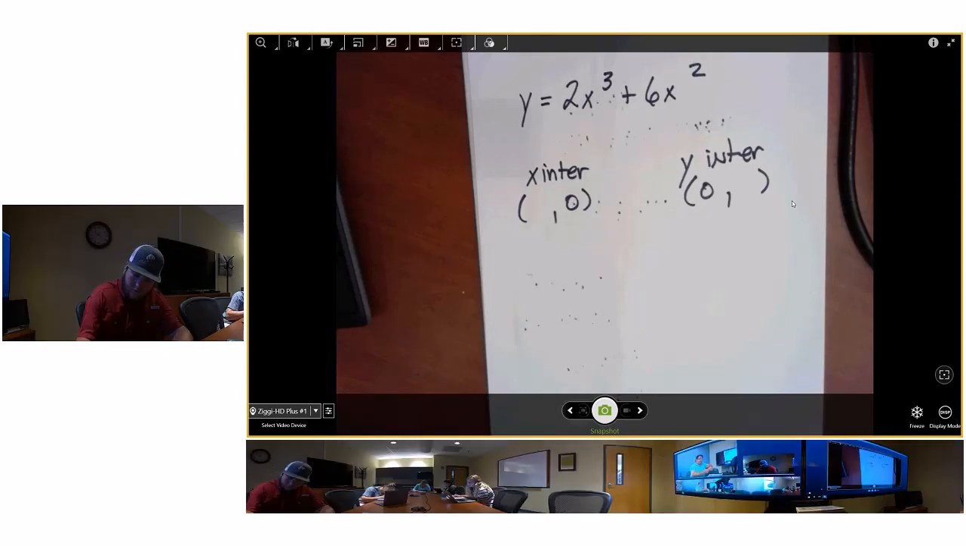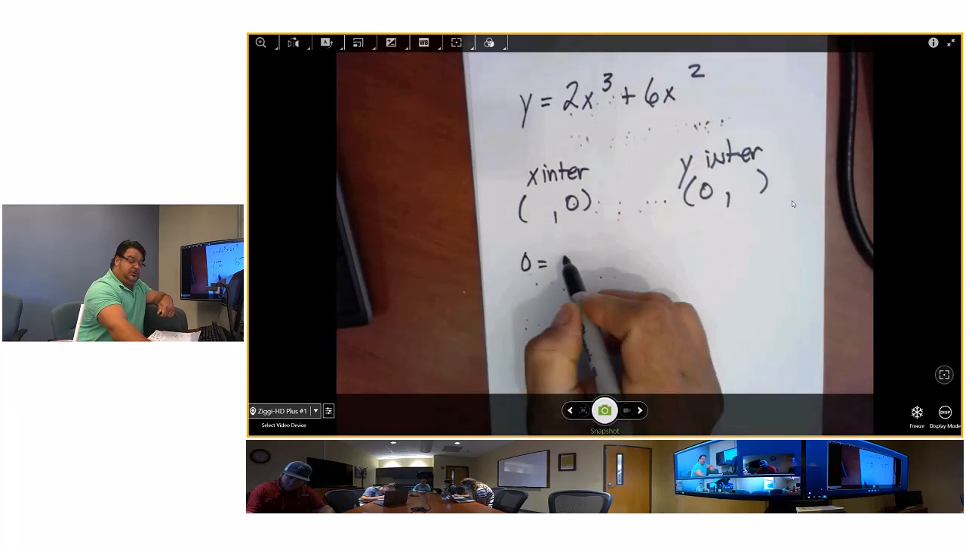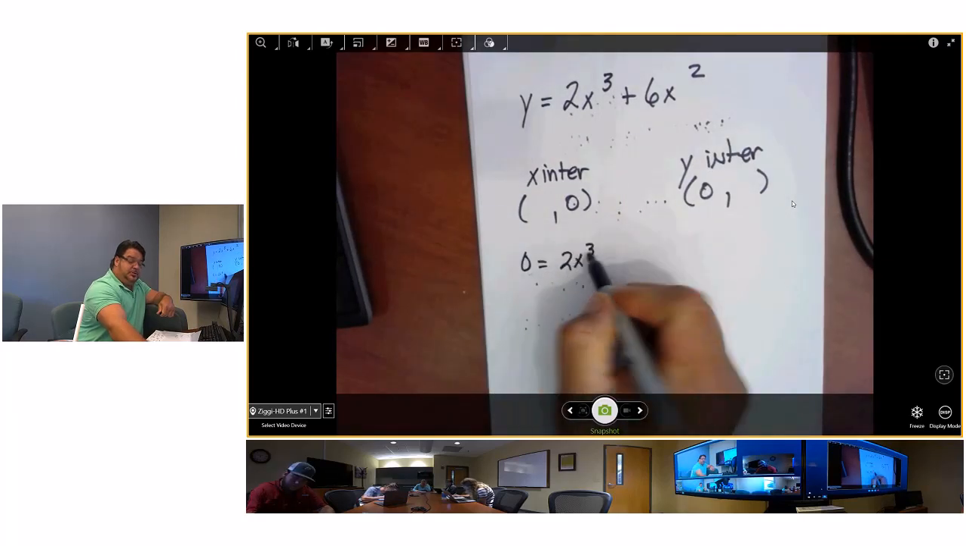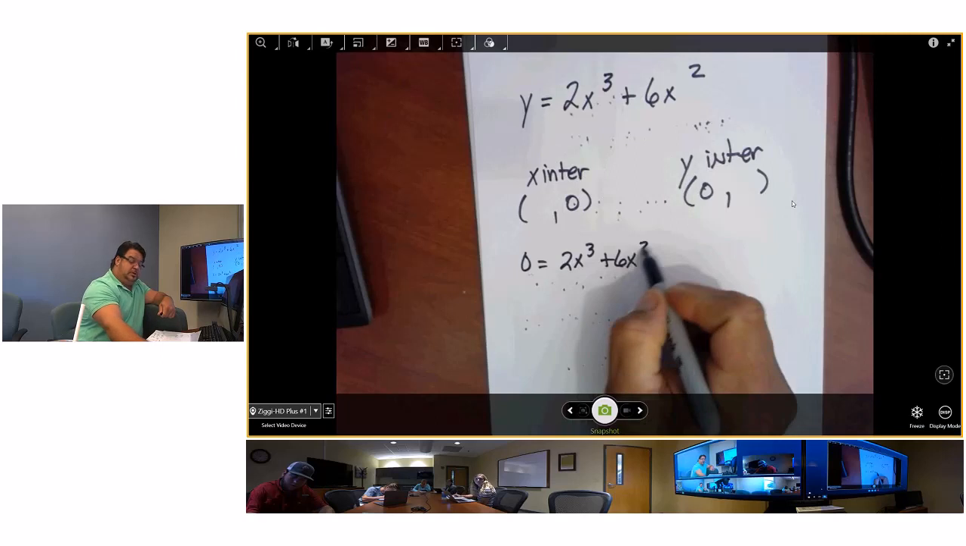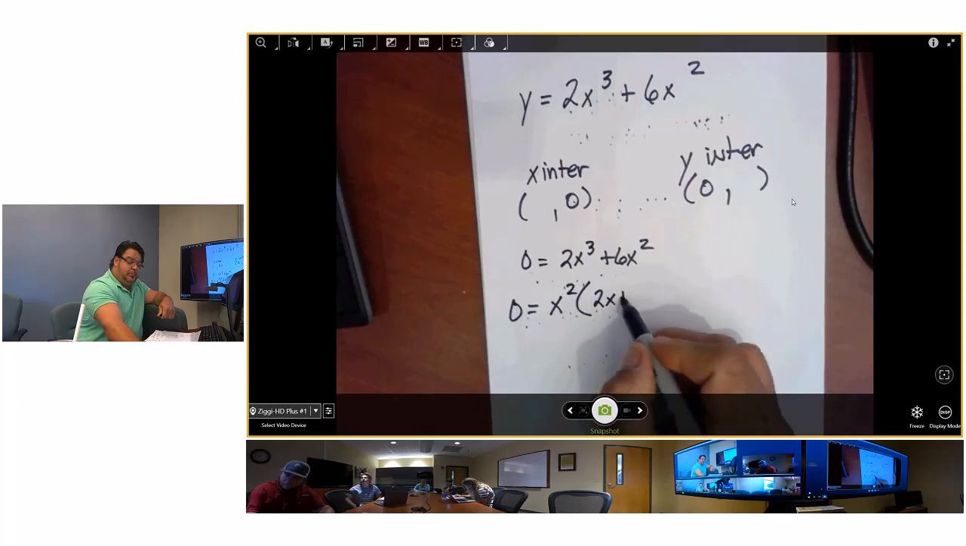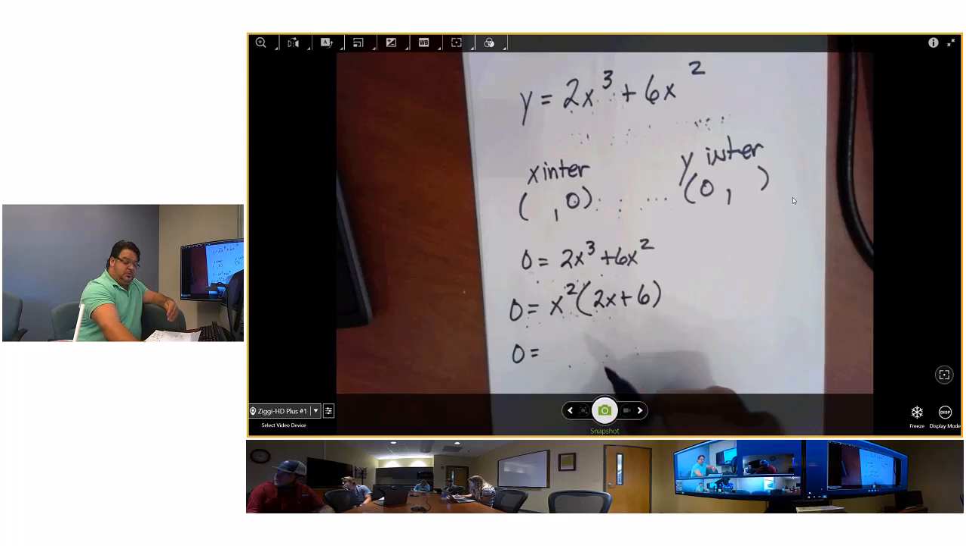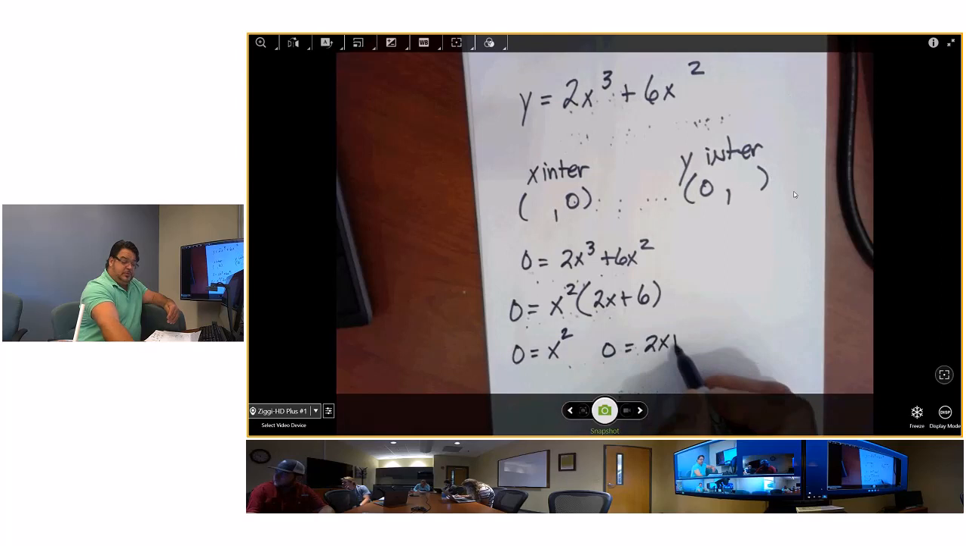All right. So plug in 0 for y. 0 is equal to 2x cubed plus 6x squared. 0 is equal to, factor out x squared, you get 2x plus what? Plus 6. And I'm trying to refresh here. 0 is equal to x squared, and 0 is equal to 2x plus 6.